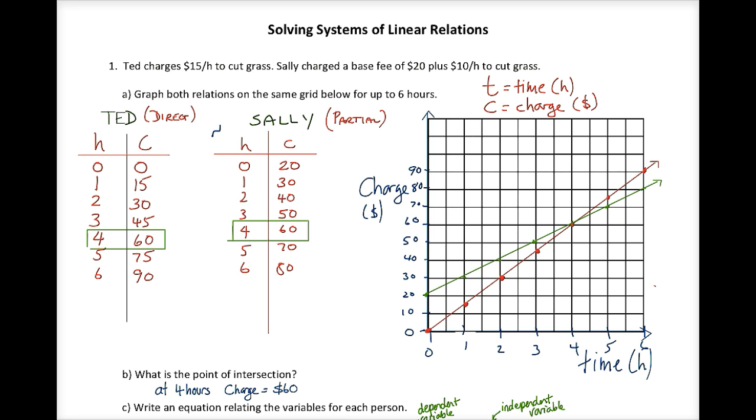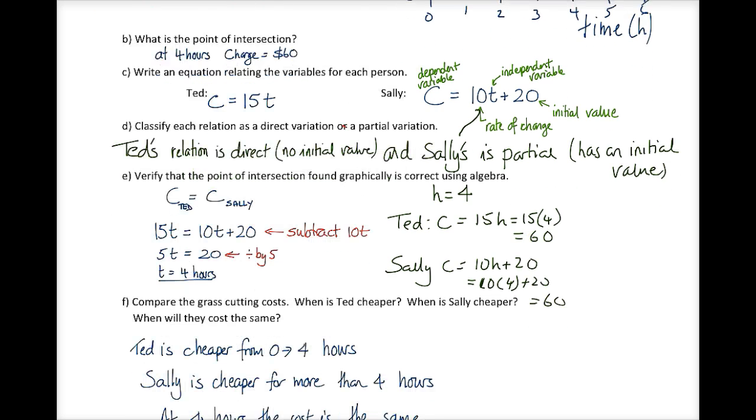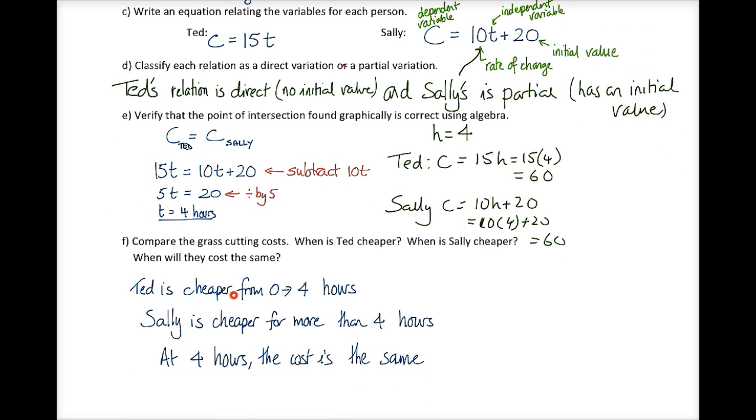When we're making decisions from a system of linear equations, there's always a different decision depending on which side of the point of intersection you're on. From 0 to 4 hours, Ted's graph is lower than Sally's, so Ted is cheaper. At 4 hours, they're both the same, and after 4 hours, Sally's green line is lower, so Sally is cheaper. So we would say Ted is cheaper from 0 to 4 hours, Sally is cheaper for more than 4 hours, and at 4 hours the cost is the same.